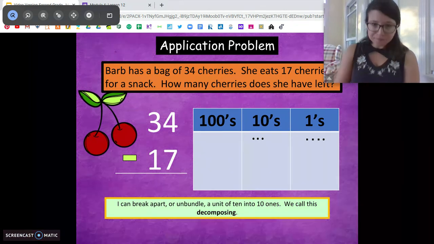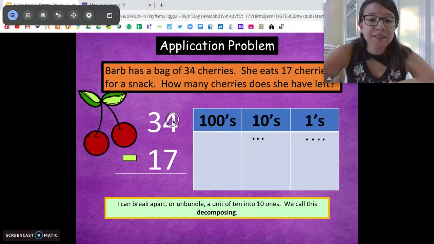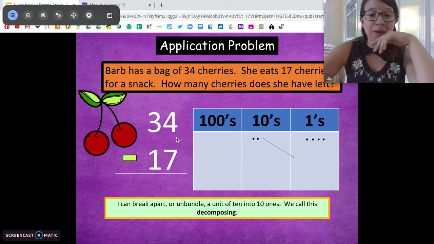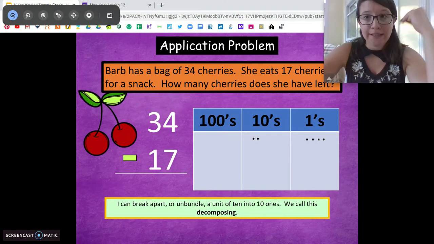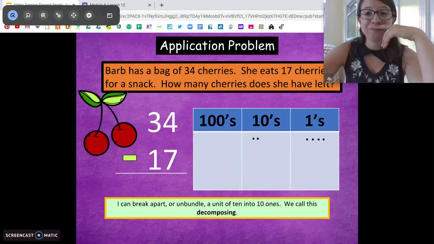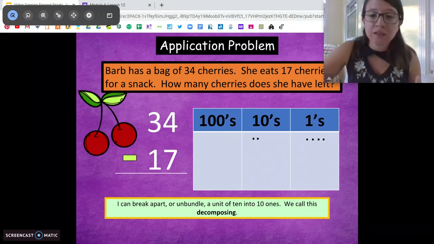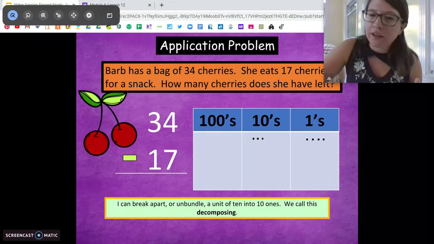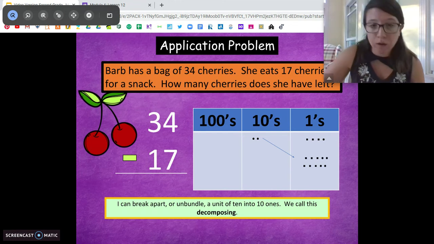Got it? Okay. Now, when we do this, can we subtract 7 from 4? Can we take 7 away from 4? We can't, right? It's not big enough. So what do we need to do? To get more ones, what do we need to do? Yes, we need to unbundle. We need to decompose one of those tens. So we're going to, but I already did it. We're going to take a 10 away, and we're going to add 10 ones into our ones place.